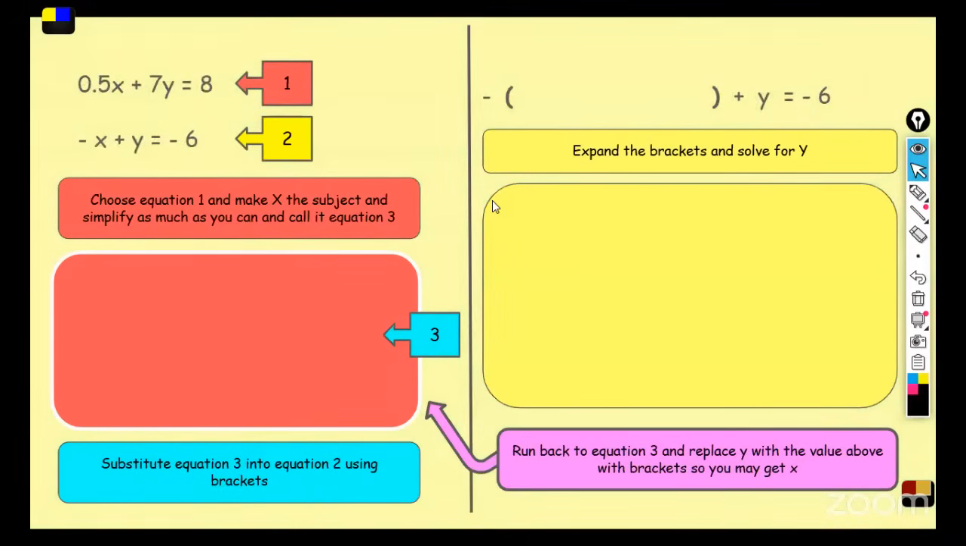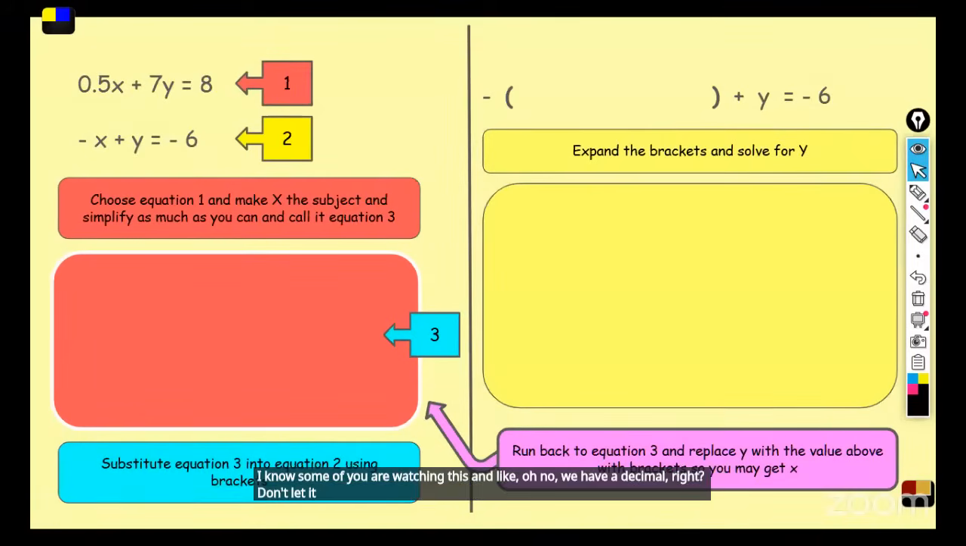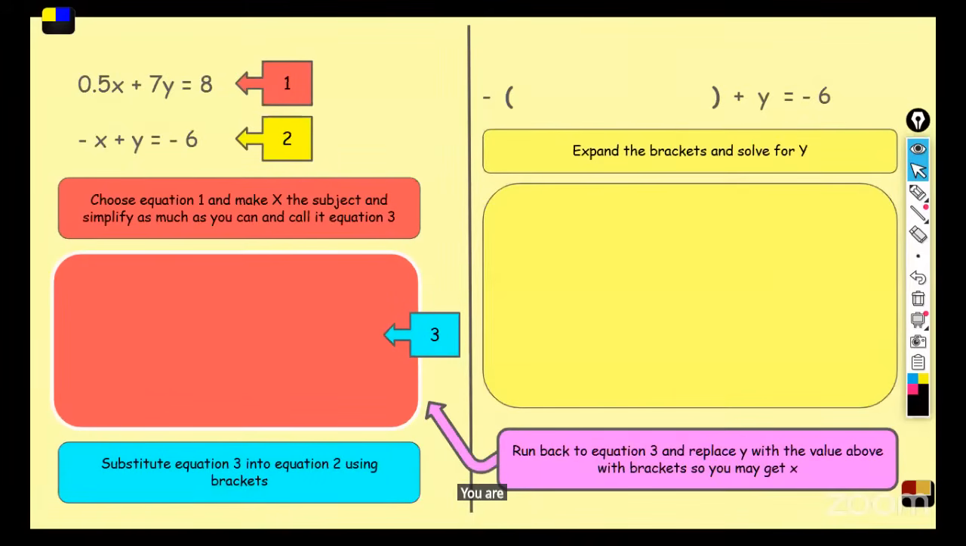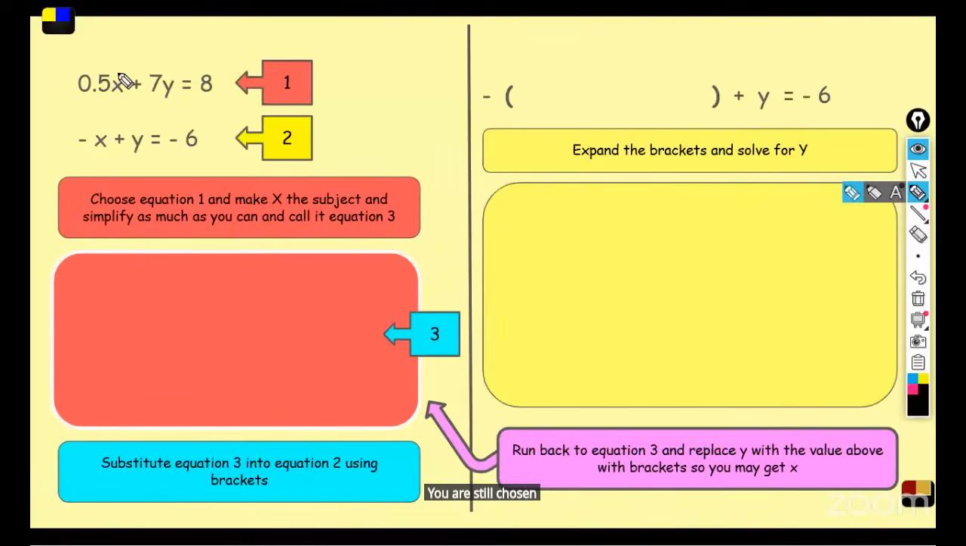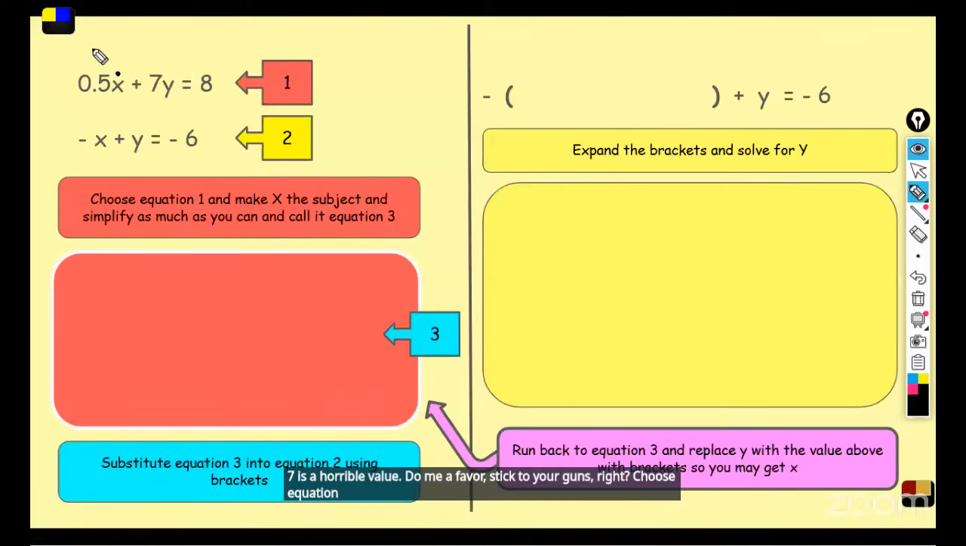I know some of you are watching this and thinking, oh no, we have a decimal, right? Don't let it bug you. You are still choosing equation 1 and making X the subject. 7 is a horrible value. Do me a favor, stick to your guns. Choose equation 1 and make X the subject. There's nothing wrong with dividing by a decimal. In fact, when you have to divide something by a decimal, use your calculator. Your calculator will do all the hard work.